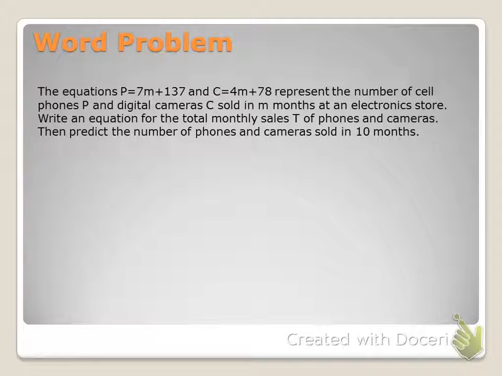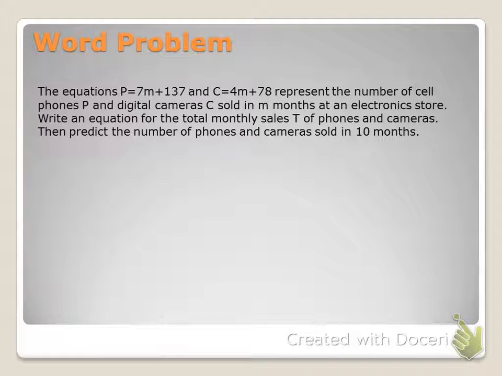P equals the number of cell phones and cameras is C. So those are the two equations. The P equals 7M plus 137, and you add. You're adding them together, because we want an equation that's going to be your total monthly sales for these two objects, right? You want one equation that's going to do your two sales, your phones and your cameras.